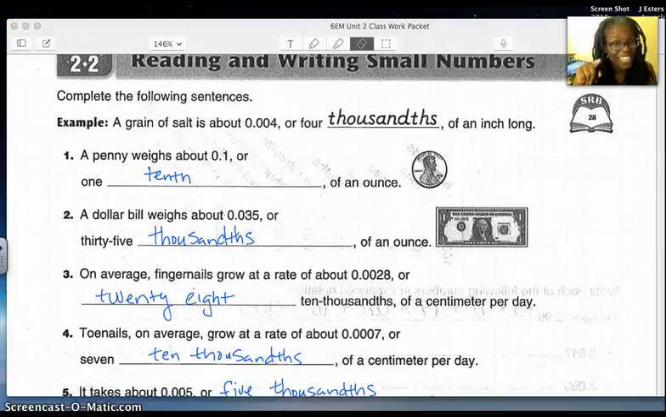Okay, only watch this if you have already tried this first page, page 49. Let's take a look at the answers. If you haven't, pause it, and we can talk about it in a minute. All right, so let's take a look.